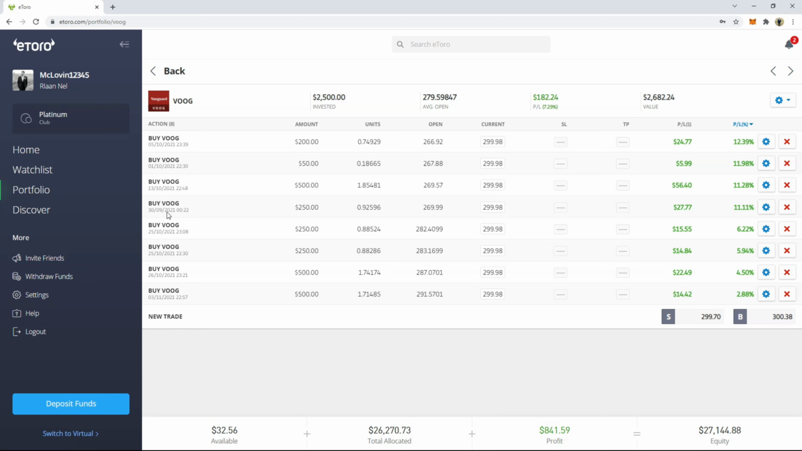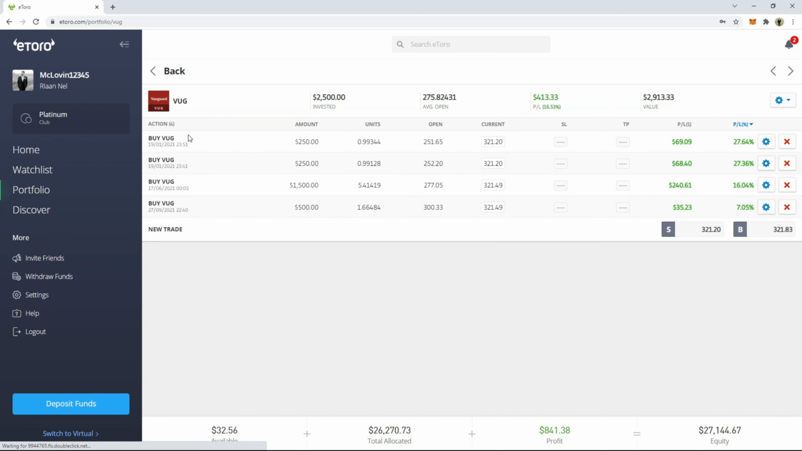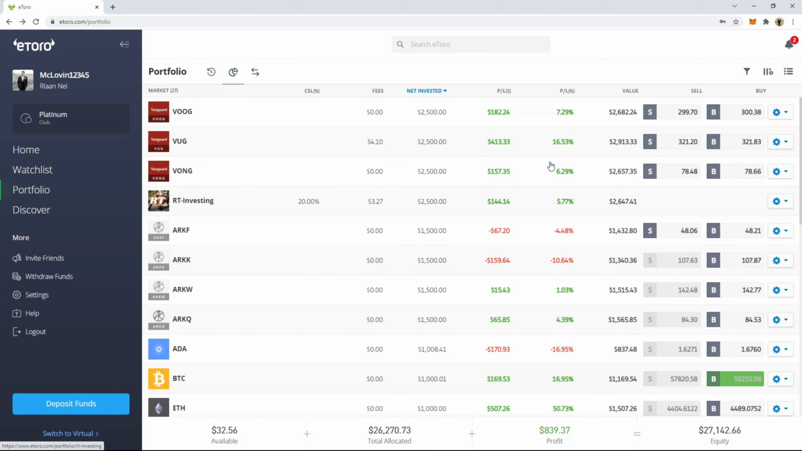The VOG, you can see there's September, October, so it's more recent. And then the VUG, you see some of them are from January, some of them are from September, June. So this one, I've been in the market longer. You can see that I have an open price of 251, and then the average open price is 275, current price 321. So you can see that it's not the same time.